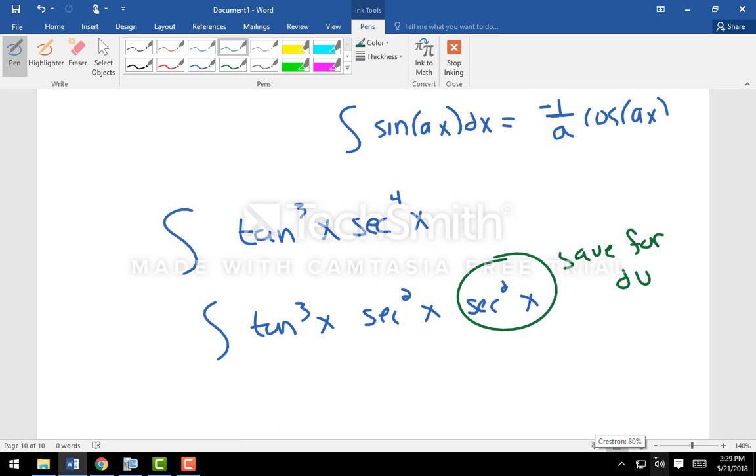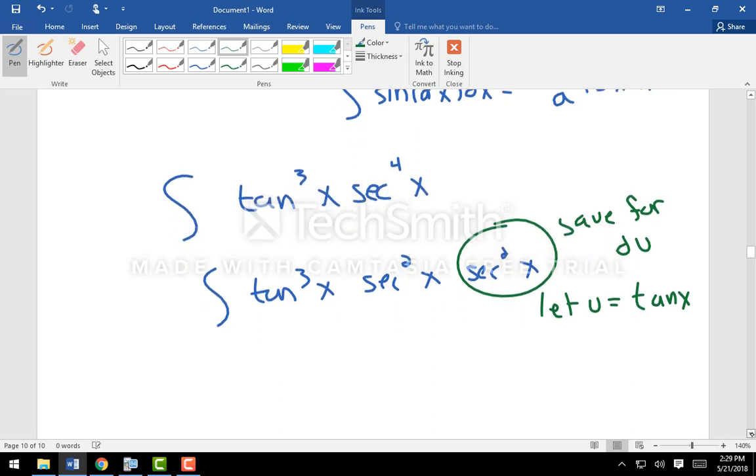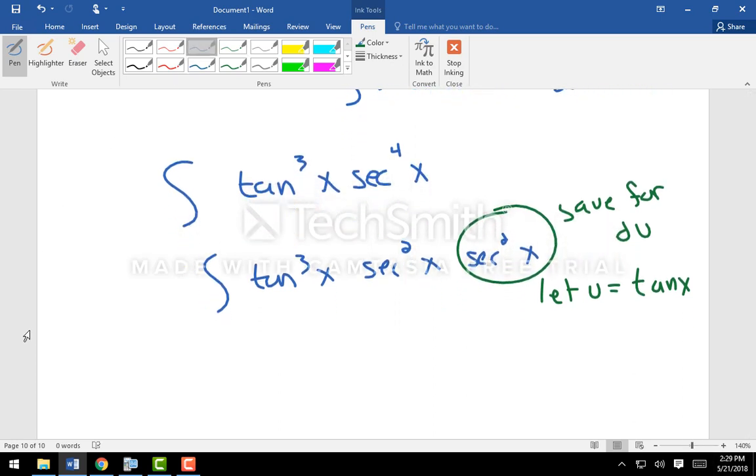Now, if you think about this for a second, if that's my du term, what am I letting u equal? What do I take the derivative of to get secant squared? And that is tangent. The derivative of tangent is secant squared. So I'm going to let u be tangent in that case. So following that strategy, we're going to have the integral of u cubed. And then the remaining secant squared, I have to get in terms of tangents. We have the Pythagorean identity that is similar to sine squared plus cosine squared, but it's in terms of secants and tangents. And that secant squared is 1 plus tangent squared.